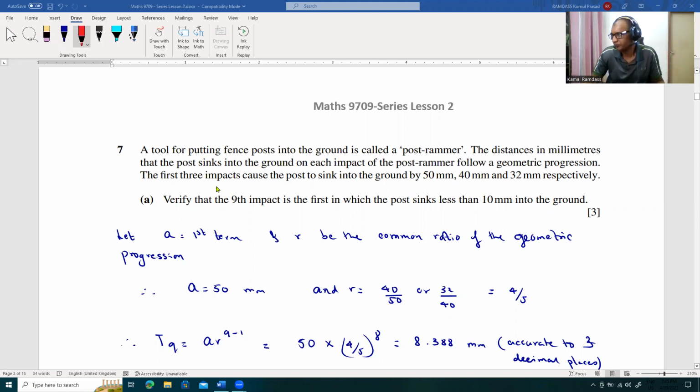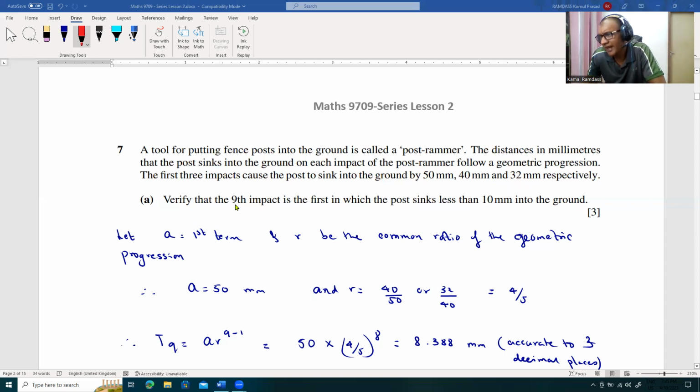OK? The distances in millimeters that the post sinks into the ground on each impact of the post rammer follow a GP. The first three impacts cause the post to sink into the ground by 50 millimeters, 40 mm and 32 mm respectively. Premier coup, 50 mm, il est rentré. Deuxième coup, il est enfoncé par 40 mm. Et troisième coup, il est enfoncé par 32 mm. OK?